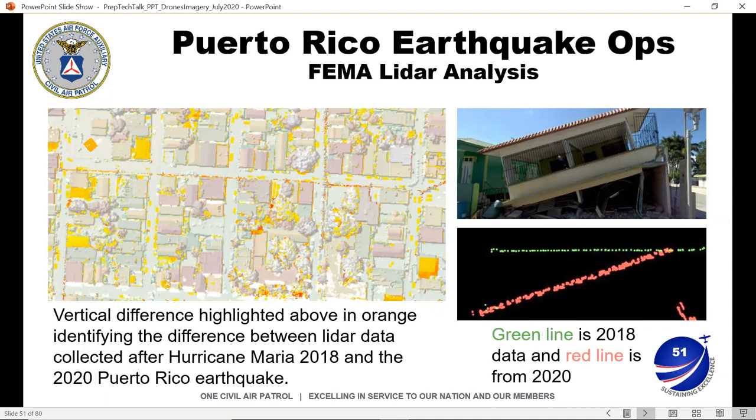It was level. And then the red line is the data we collected, which clearly showed the building suffered its damage in the earthquake. We were able to do this across essentially one entire town, which allowed FEMA to assign damage to a specific disaster. It's a monetary thing for them, but it was a much more cost-effective way of mapping this. Next slide, please.